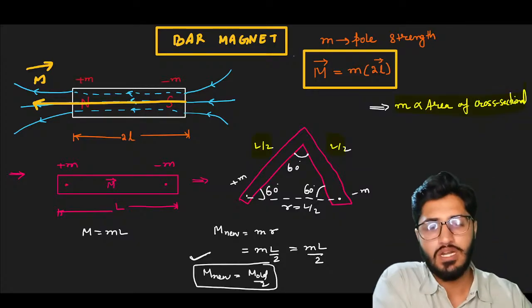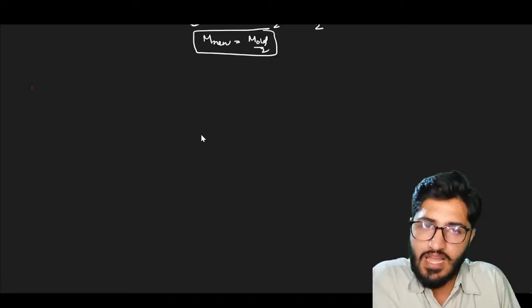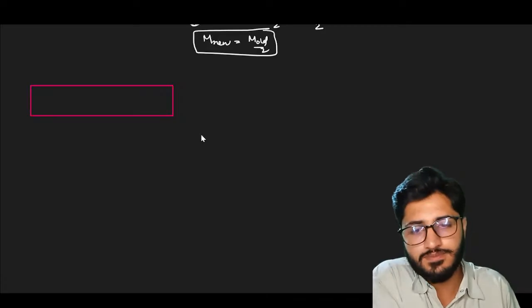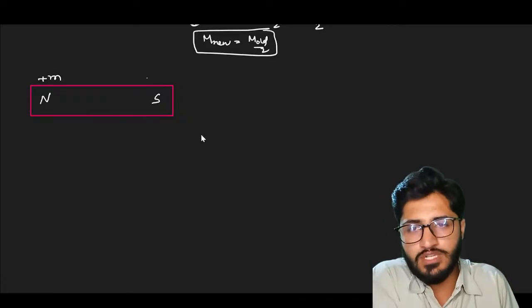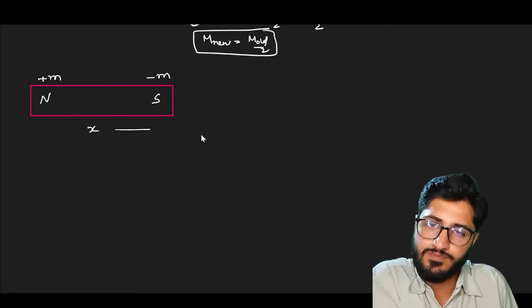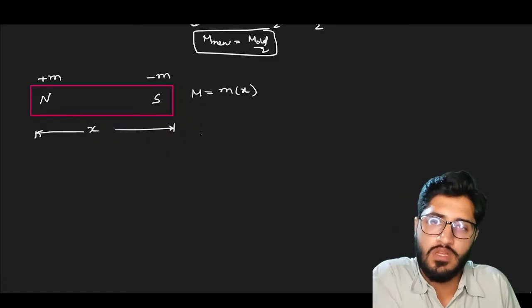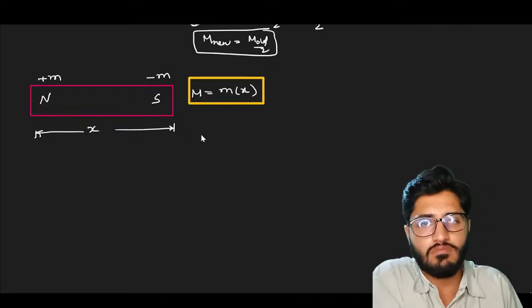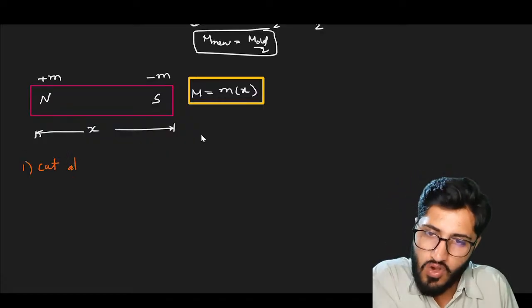Let us suppose now we have a magnet. Okay, suppose, everything is based on suppose. We are having a magnet like this: north pole, south pole, pole strength plus M, pole strength minus M. Length is x. So what will be the magnetic moment? So it is Mx. So Mx will be my magnetic moment for this bar magnet. Done?